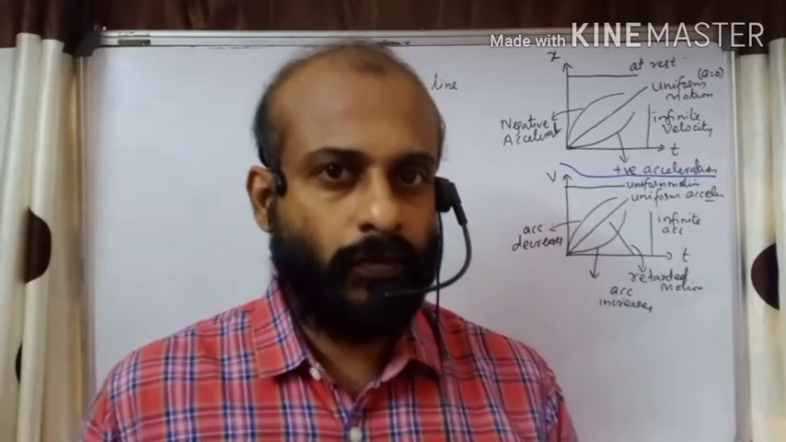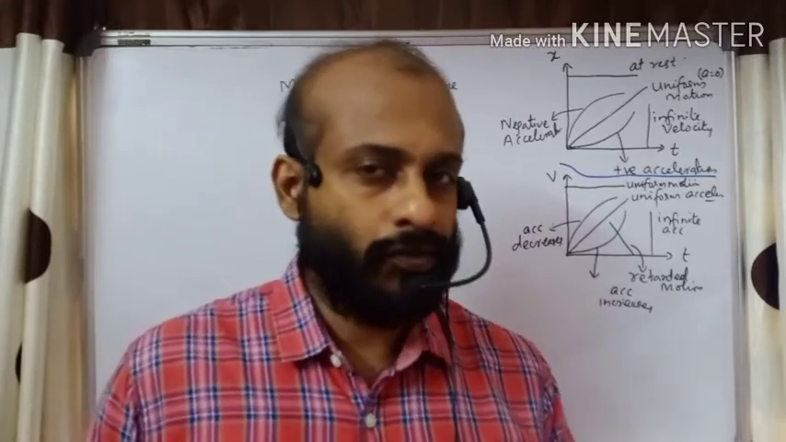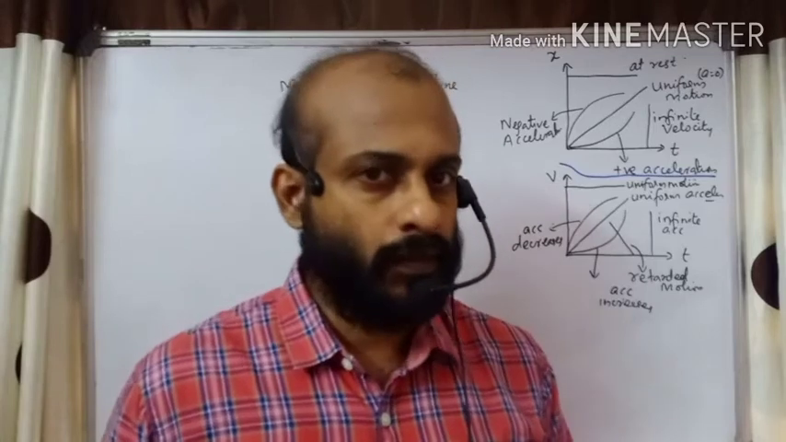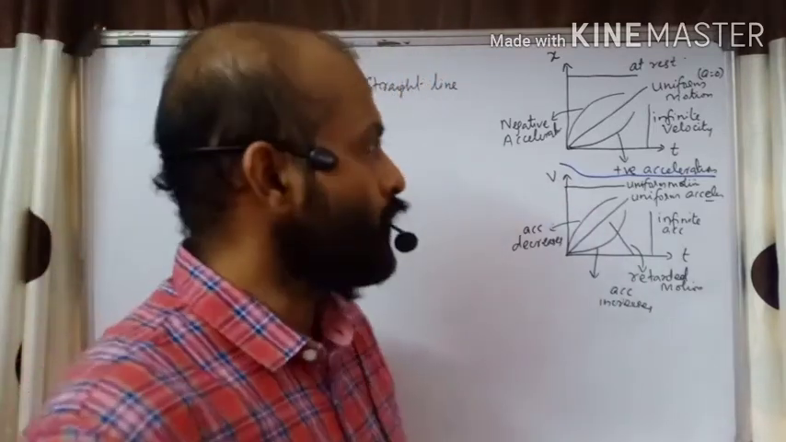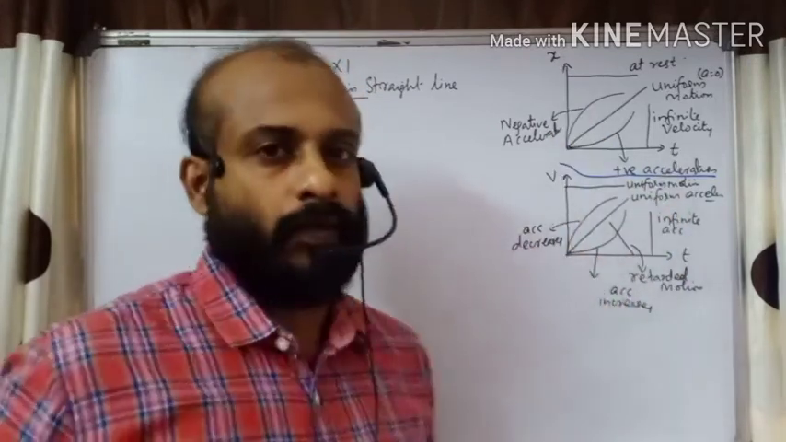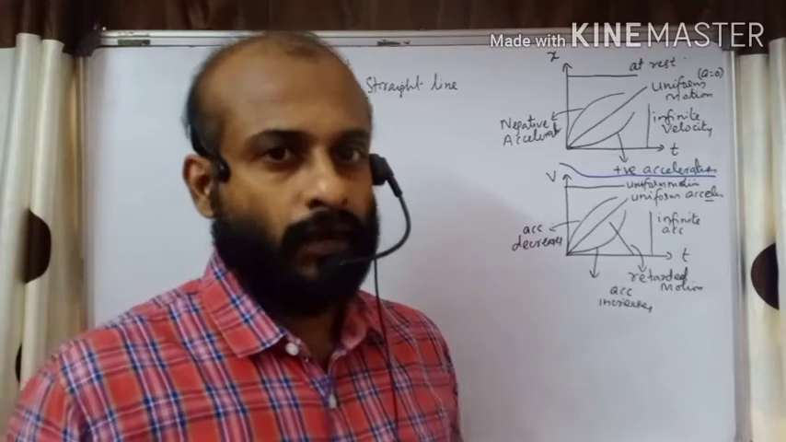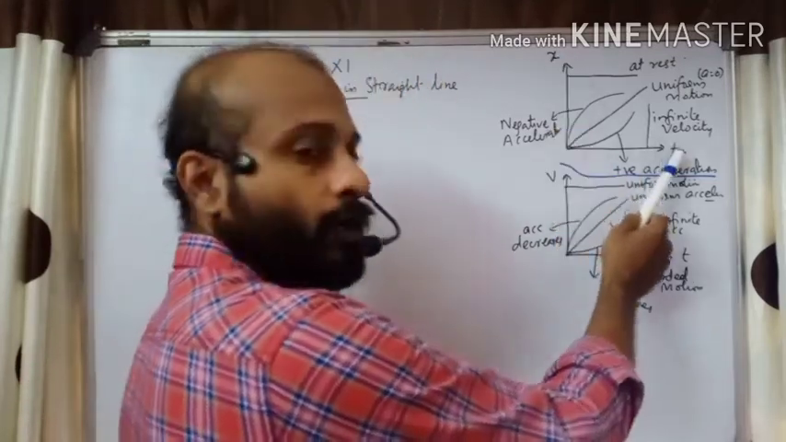Today we are going to see a few topics for plus one. The chapter is motion in a straight line. In this chapter we will start with a few graphs. We have two types of graphs. One is a position time graph and the other one is a velocity time graph. We will see these graphs for different situations. First we will start with the position time graph.